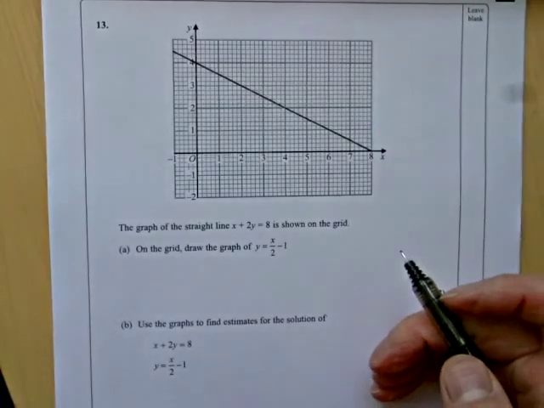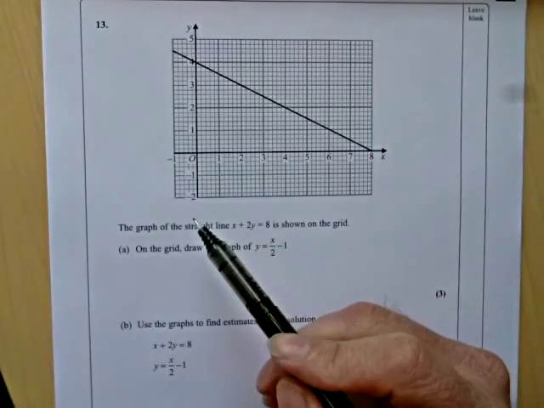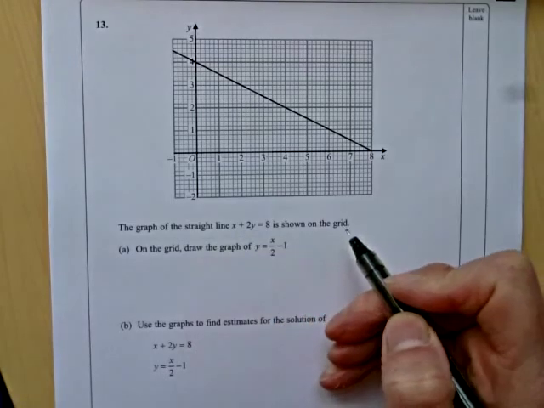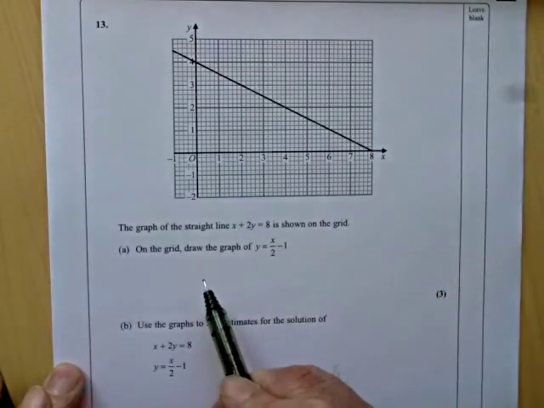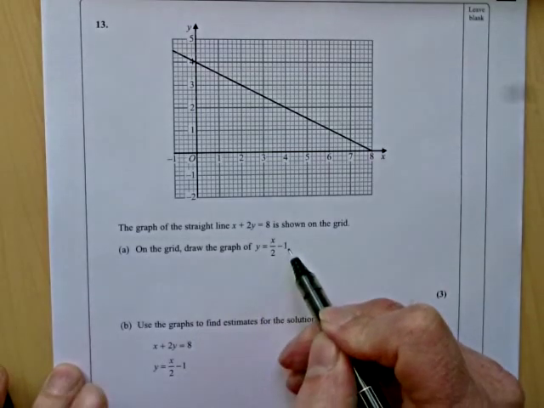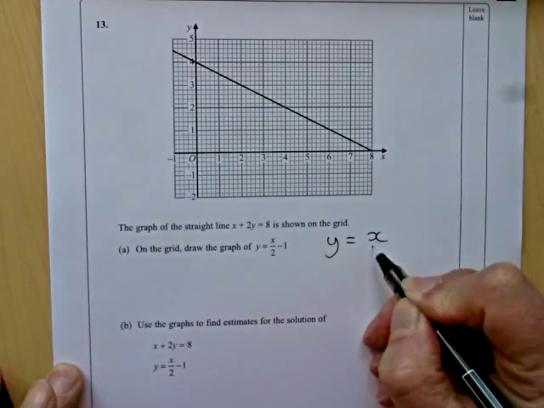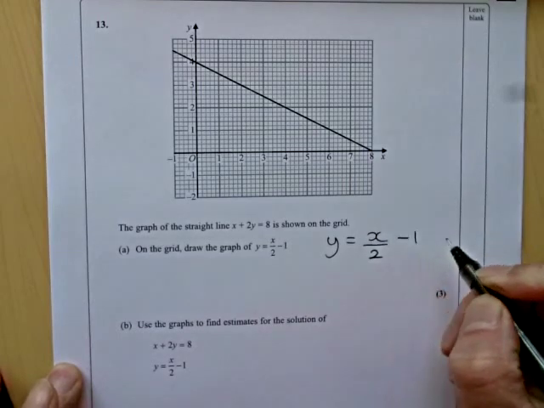So we're on to a straight line graph question. We're told that the graph of the straight line x plus 2y equals 8 is shown on the grid. And we're asked to draw on the grid, for 3 marks, y equals x over 2 minus 1.